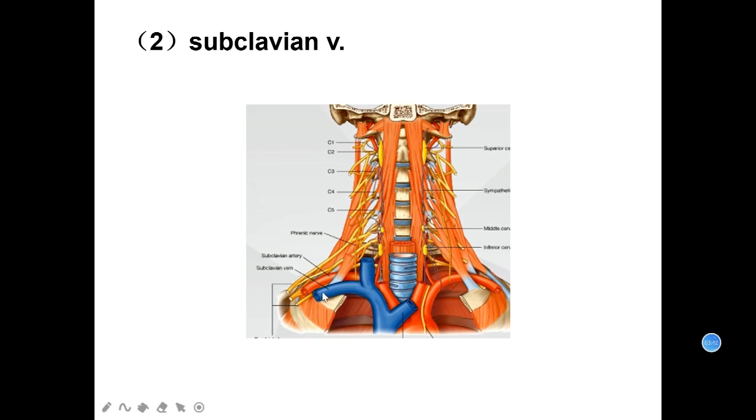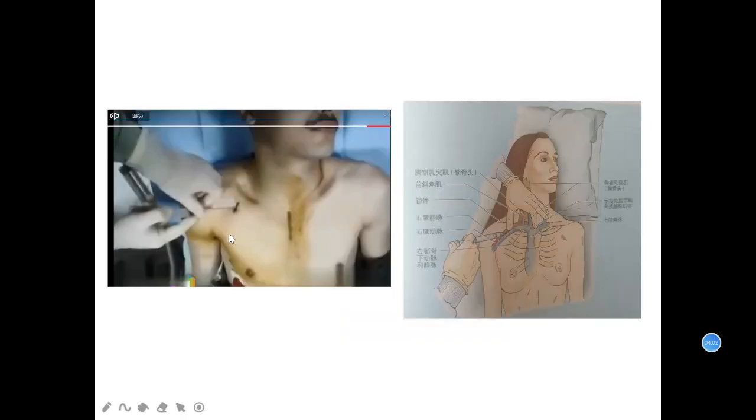The subclavian vein and the internal jugular vein join to form the brachiocephalic vein. This vein and this artery, notice the different position. The vein is in front of this muscle, the scalenus anterior, but the artery is behind this muscle. It's different. This is the puncture point of the subclavian vein. Usually it is below the clavicle, here.